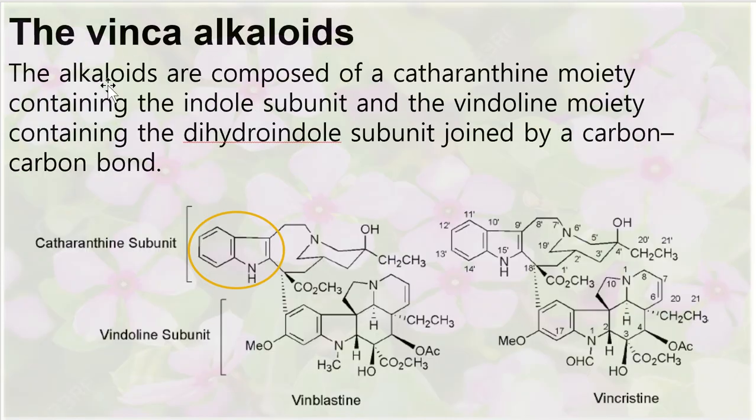So the Vinca alkaloids. The alkaloids are composed of a catharanthine moiety containing the indole subunit. So we have the indole subunit circled here, and the vindoline moiety. So we have the vindoline. Well, first we have the catharanthine subunit, and we have an indole as being a part of that. And then you have your vindoline subunit seen here.